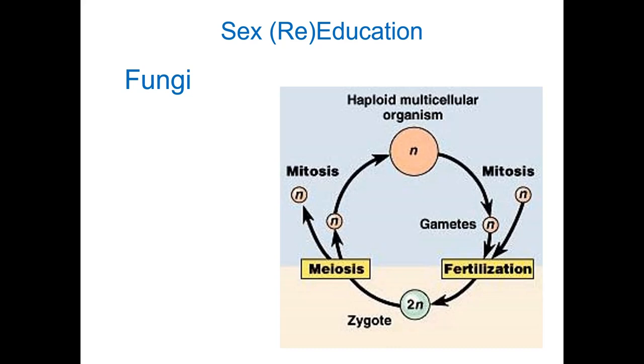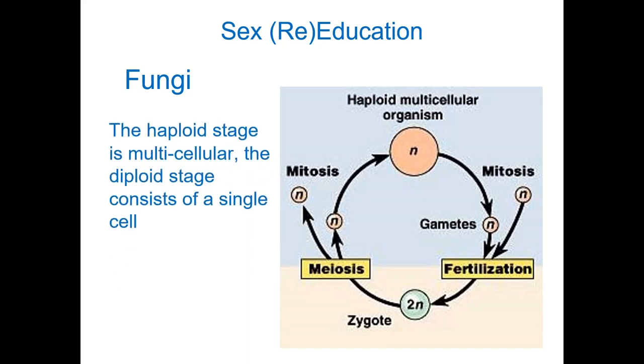Fungi are quite a bit different. In fungi, the dominant stage tends to be the haploid stage, and the haploid stage is multicellular. The diploid stage, on the other hand, is a single cell. So what fungi do is they produce gametes through mitosis.